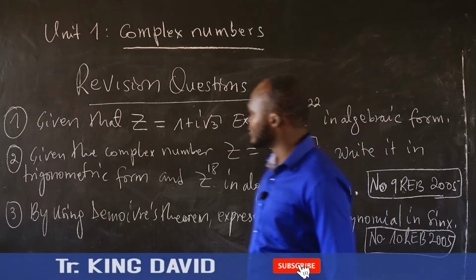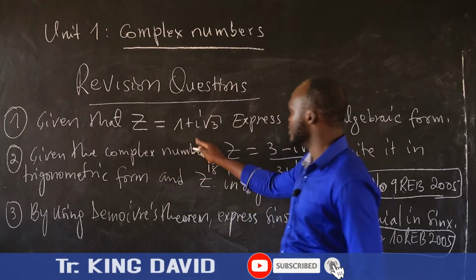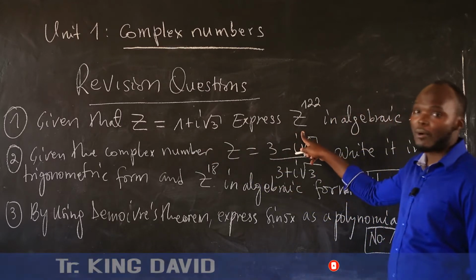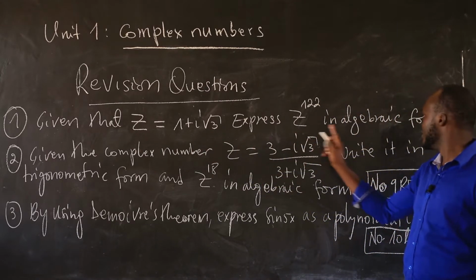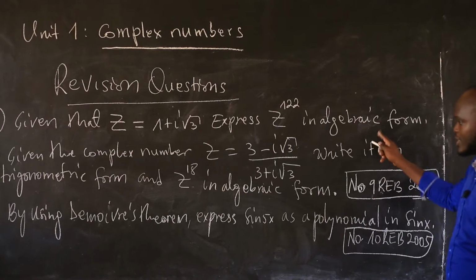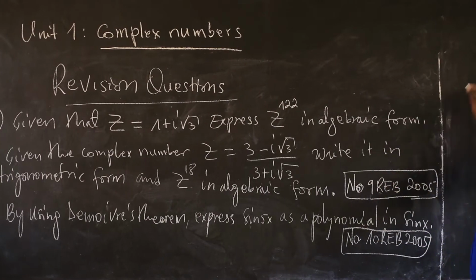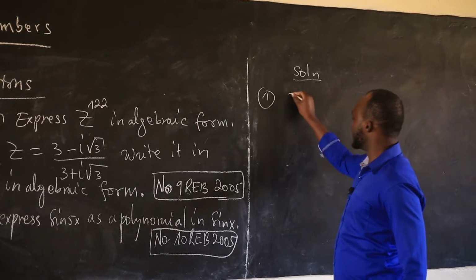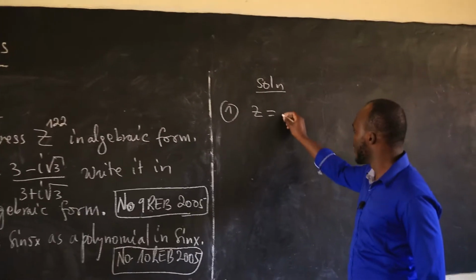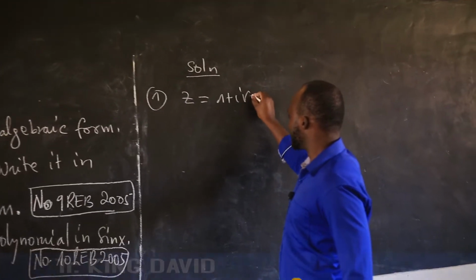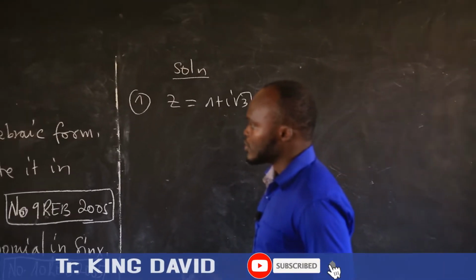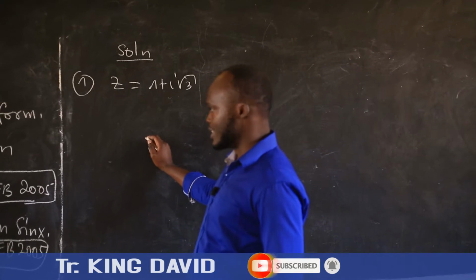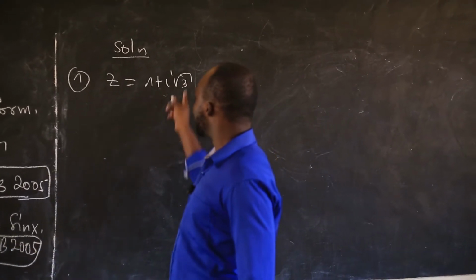Number one is saying, given that z equals 1 plus i root 3, express z power 122 in algebraic form. So now I'm going to answer number one. We have z equal to 1 plus i root 3, and we're going to express z power 122 in algebraic form.